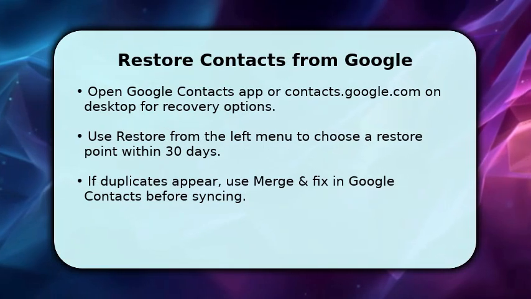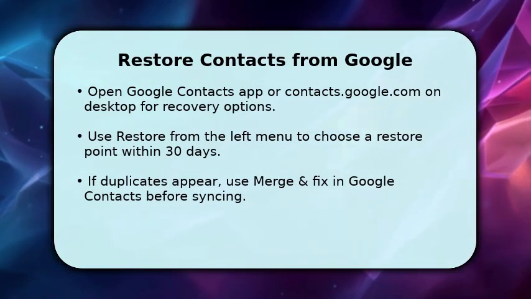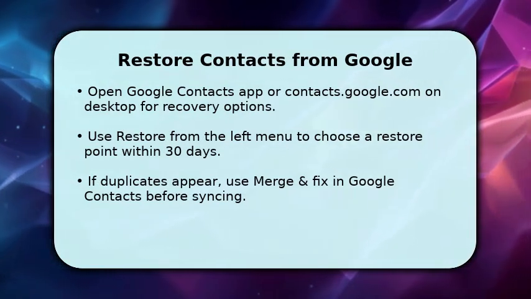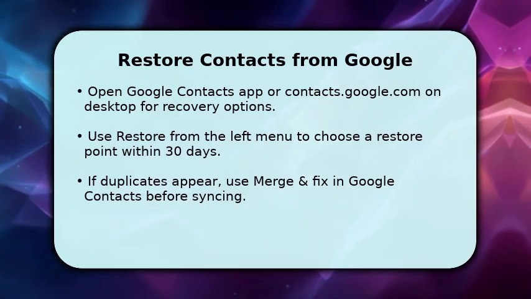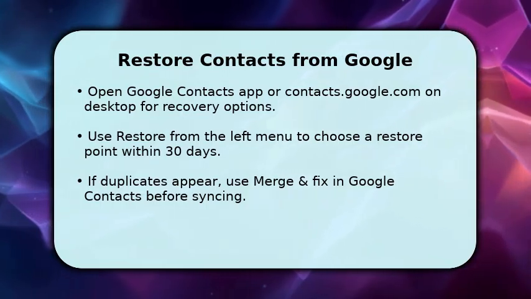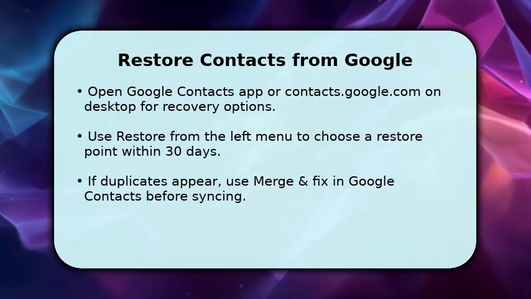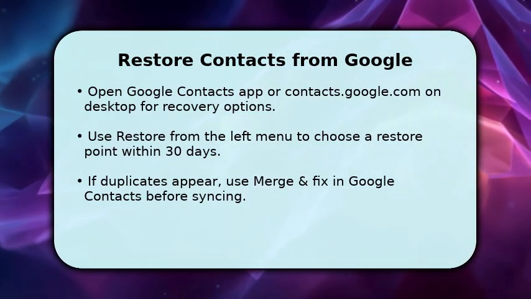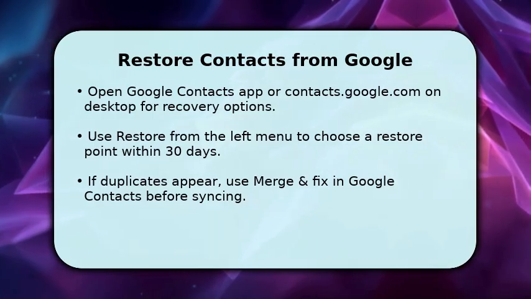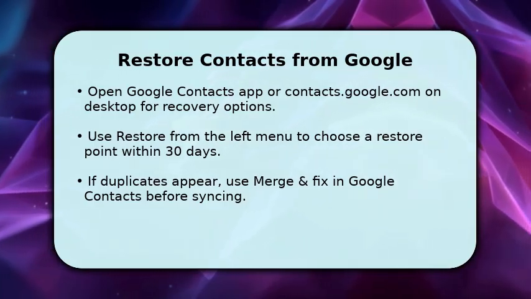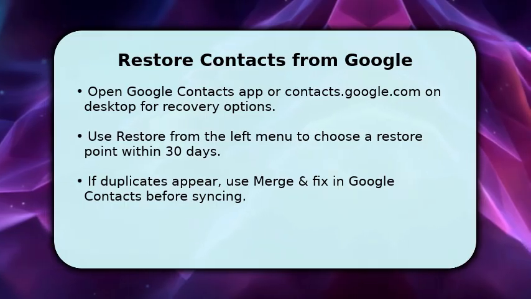Next, open Google Contacts on your phone or on a desktop browser for more control. Tap the menu, choose Settings or Manage Contacts and pick Restore, then select the account and a restore point. Google keeps changes for 30 days. Choose how far back to go and confirm. Once restored in the cloud, make sure your phone syncs immediately. Open Account Sync, force a sync.